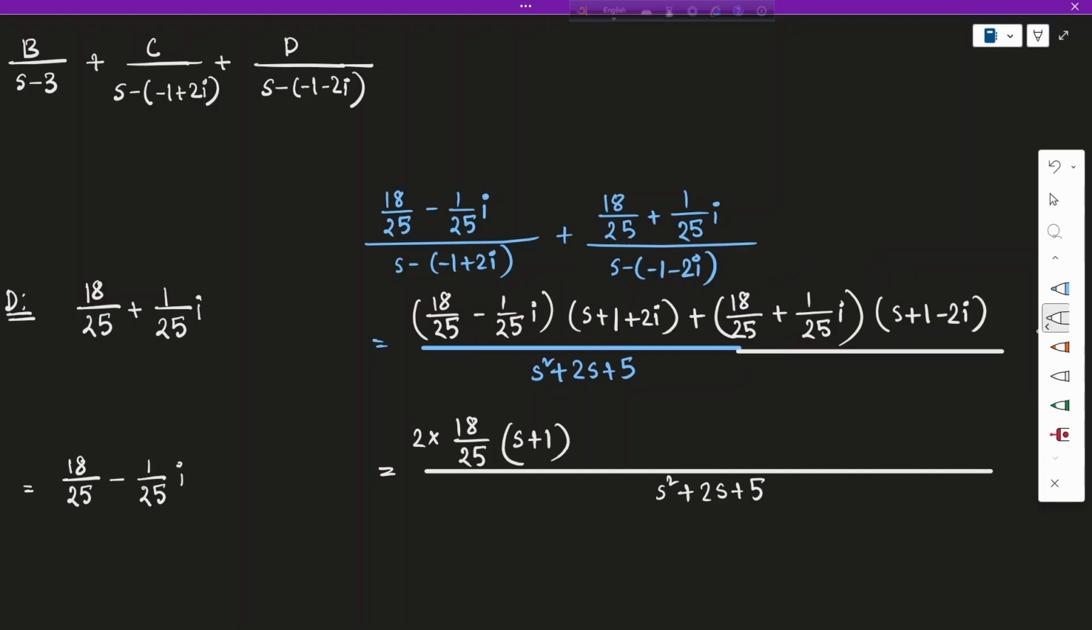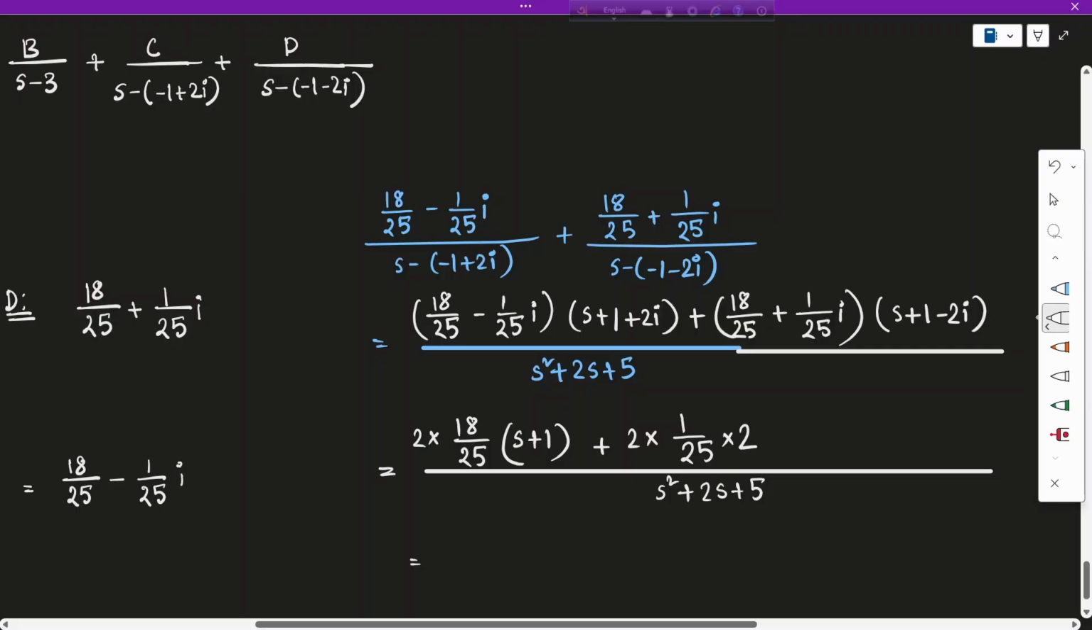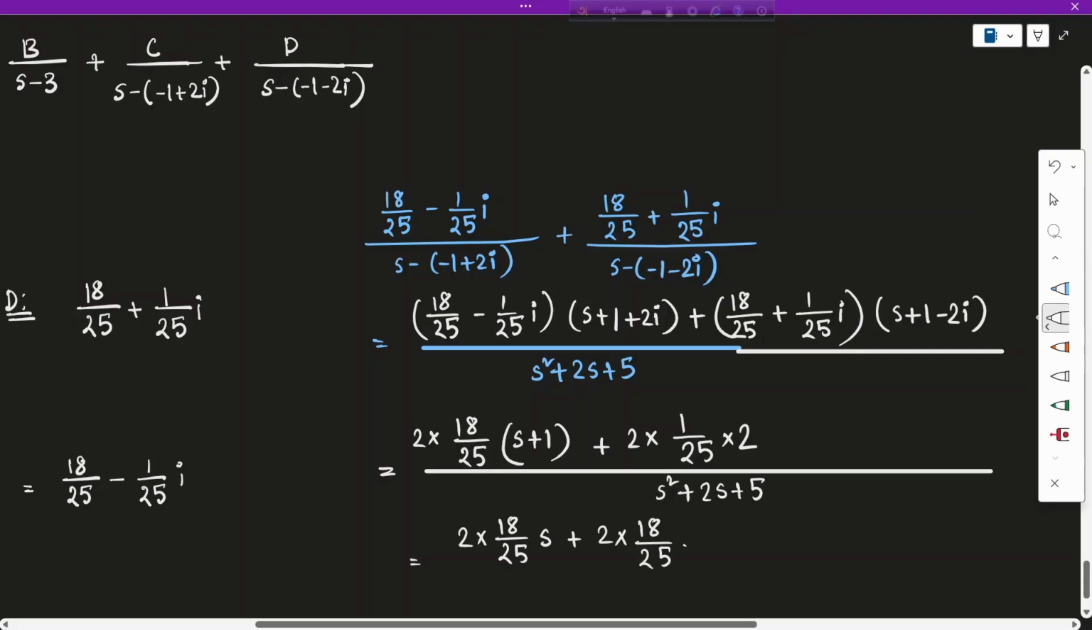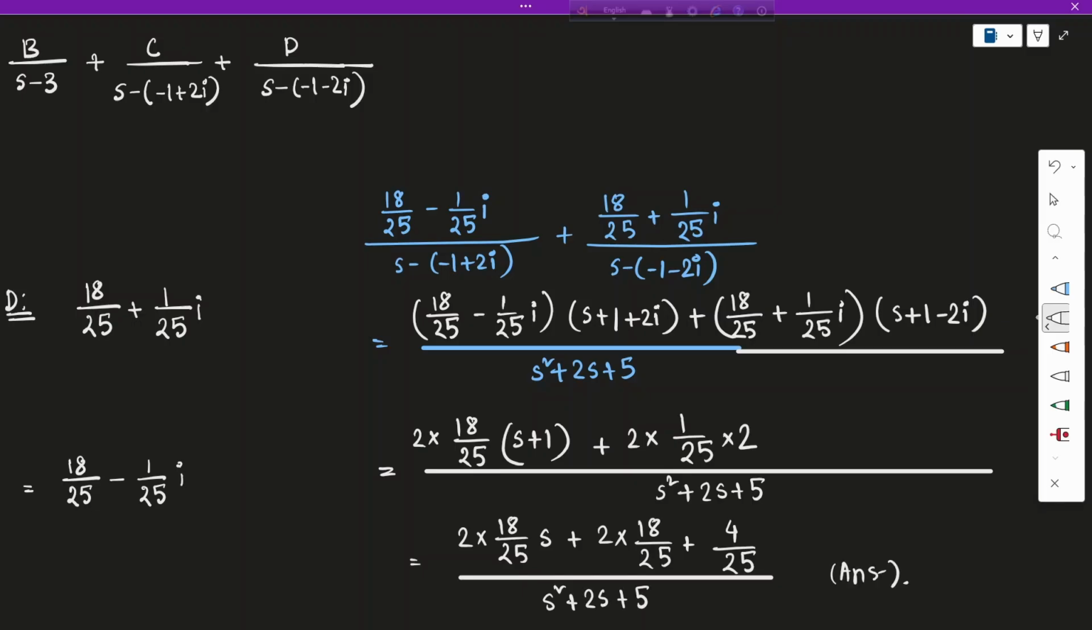And for the imaginary part, we don't need to worry about the i portions. We need only worry about the i squared portion. So this is one i squared and this is another i squared. So these two are going to be the constant part. So 1 by 25 times 2. Okay, so that's our thing. Now we're going to do 2 times 18 divided by 25 s plus 2 times 18 by 25 plus 4 divided by 25, divided by s squared plus twice s plus 5. And that's our answer for the furnished part of the c and d. So this is the furnished part of c and d.